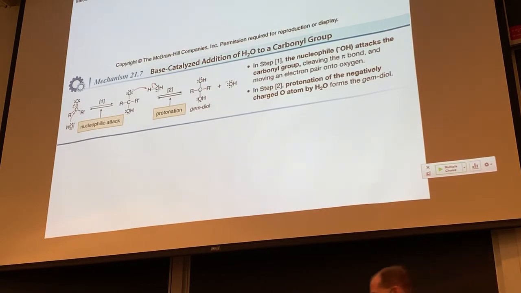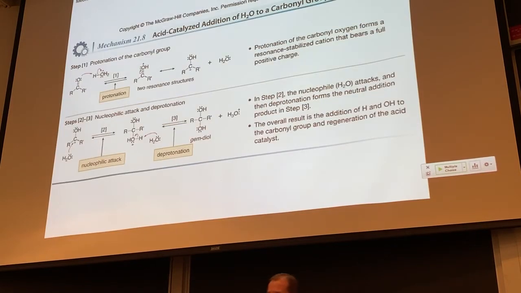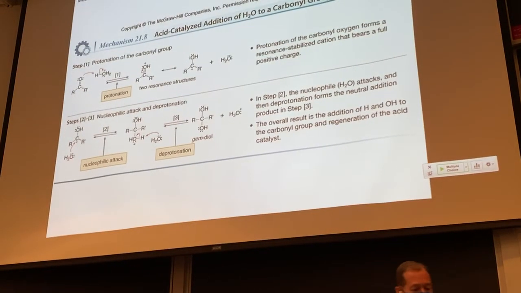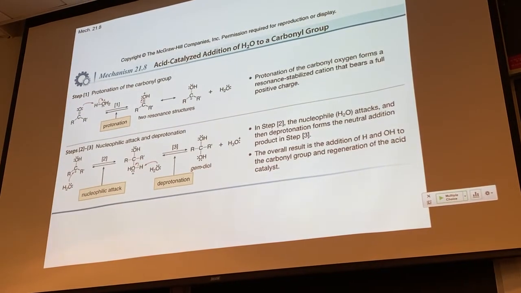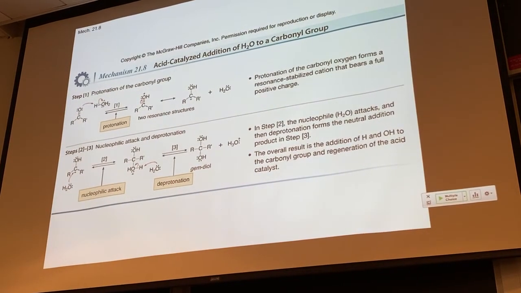Okay? In acid, our nucleophile is going to be water. Water is a weak nucleophile. It's not going to attack the carbonyl, the neutral carbonyl. So we have to protonate the carbonyl to make it more electrophilic first. So we do that. We protonate the carbonyl oxygen, get a resonance stabilized species.